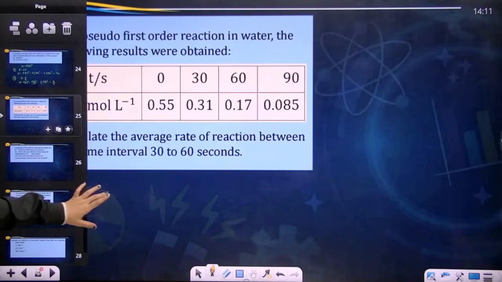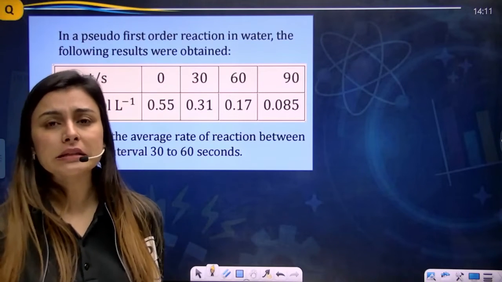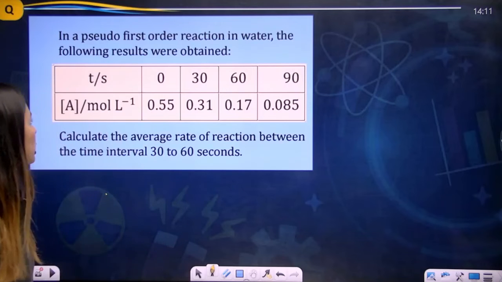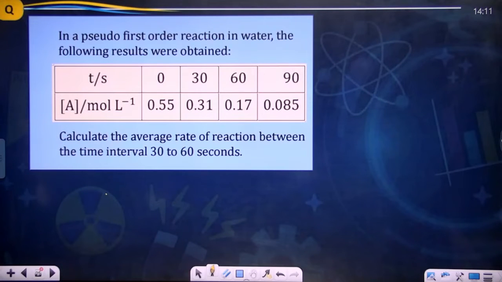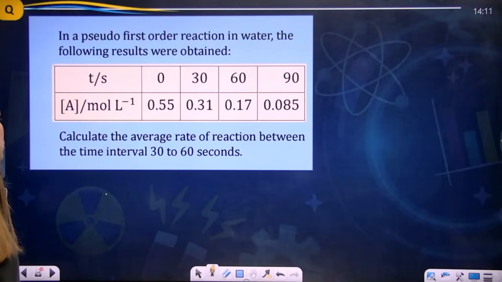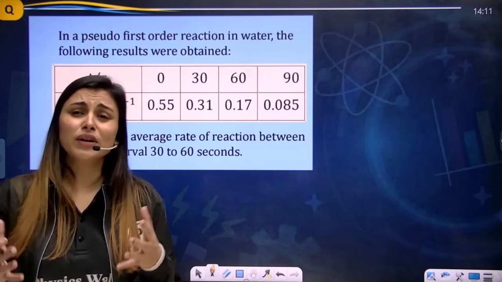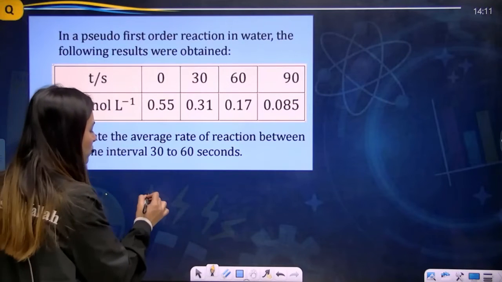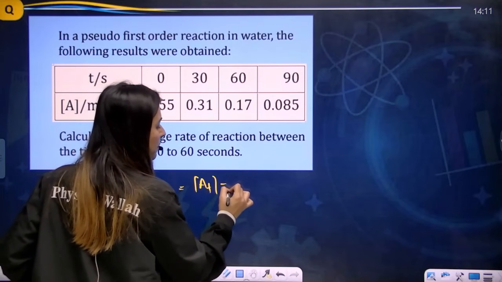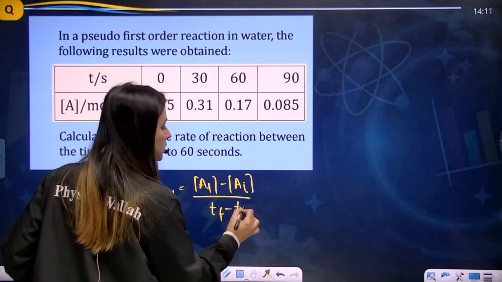Next question. The question is on your screen. Your reaction is a pseudo first order reaction. The following results were obtained. You are given the time and the concentration of the reactant. You have to calculate the average rate of the reaction between the time interval 30 to 60 seconds. I know how to calculate the average rate: final concentration minus initial concentration upon t final minus t initial.